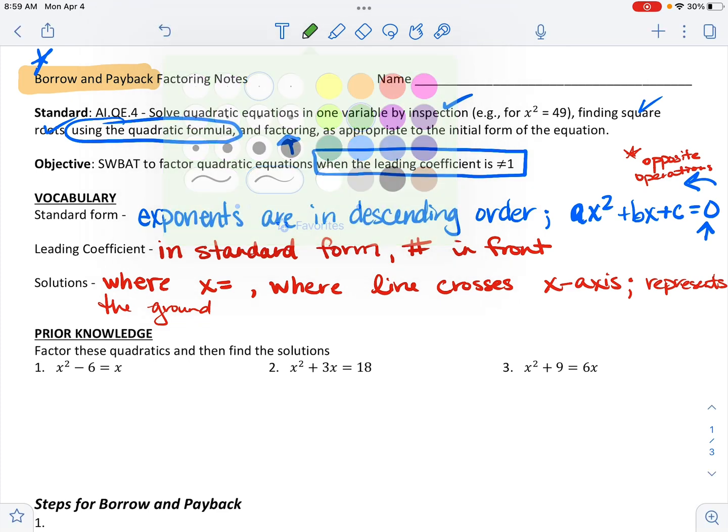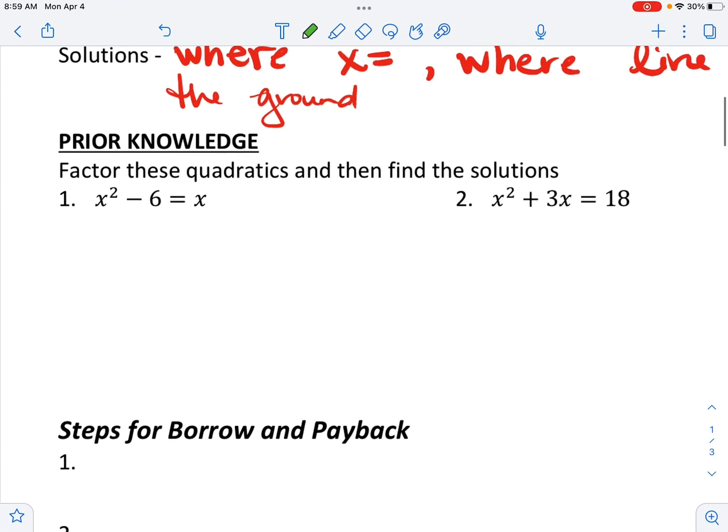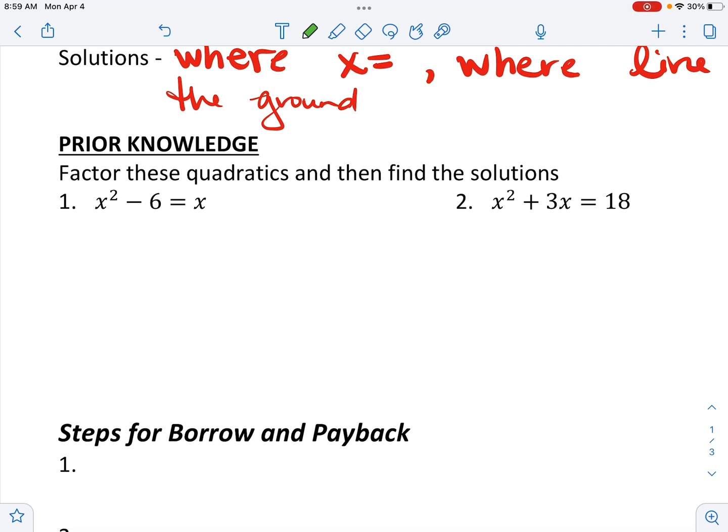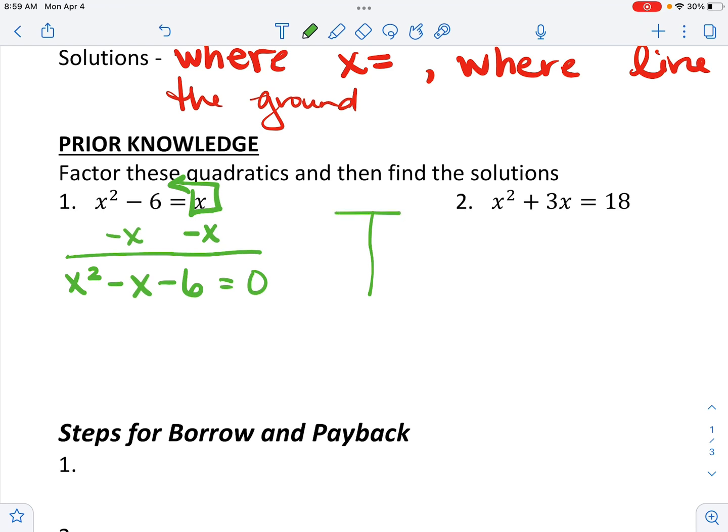Okay, so let's try some of the prior knowledge ones. Remember, we've already factored some quadratics, so let's get our brain moving. Remember, we have to move everything to the left first by doing the opposite operation. We need to make sure that it's in descending order, so the x squared comes first, then the negative x, then the minus 6 is equal to, now we have 0 on the other side. Now we're going to start by finding our factors of c. So what multiply together to get 6? Well, 1 and 6 and 2 and 3.